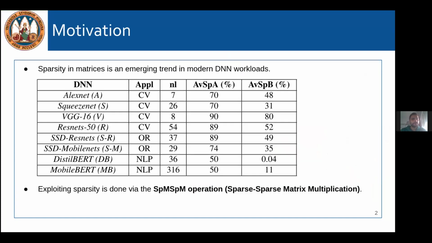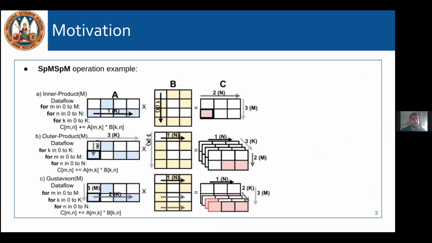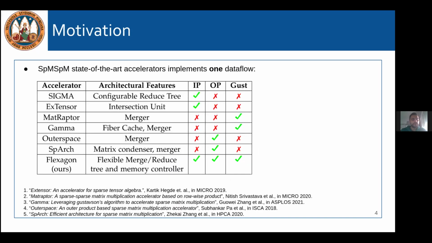Sparsity in matrices is an emerging trend in modern DNN workloads, ranging from 0.5% to 90% among a large number of DNNs from different domains. Exploiting this sparsity is done via the sparse-sparse matrix multiplication operation, which may be executed by using three data flows, known as inner product, outer product, and Gustavson's. Current accelerators with support for SpMSpM operation optimize their design for a single data flow.